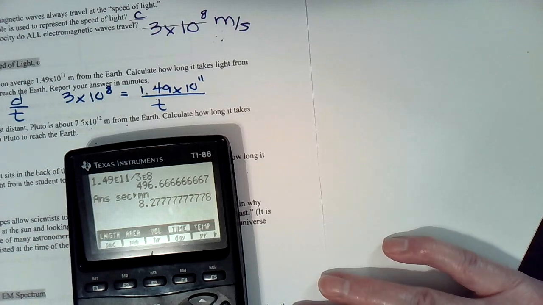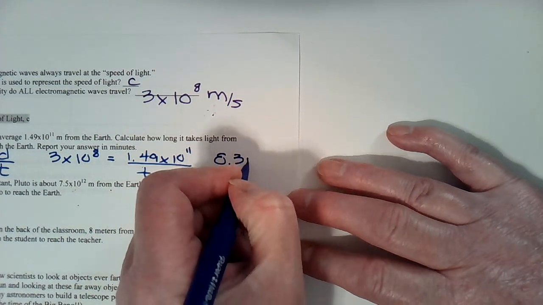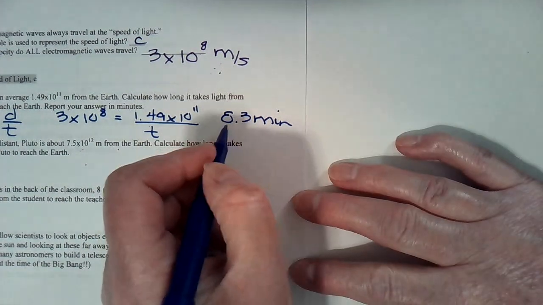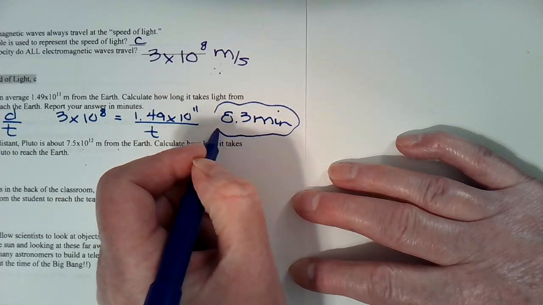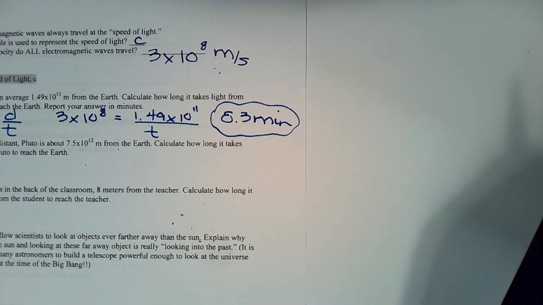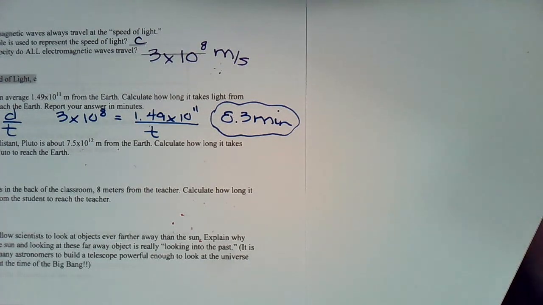And that is 8.3 minutes. So that means when I look at the sun, I am looking at the sun as it existed 8.3 minutes ago, because it takes that amount of time for light to travel to my eyes. And so that's kind of interesting, because when you look at things that are really, really far away, you're not looking at them as they exist in the present. You are looking at them as they exist in the past.